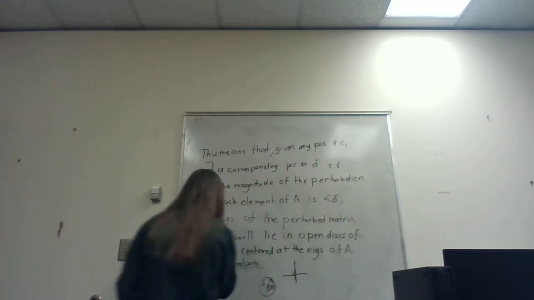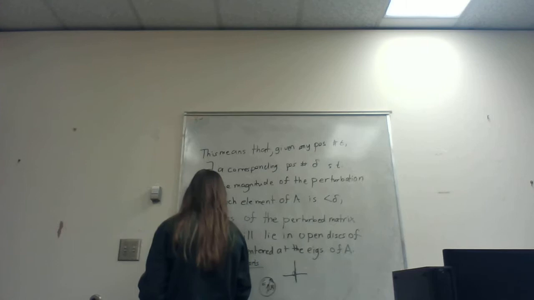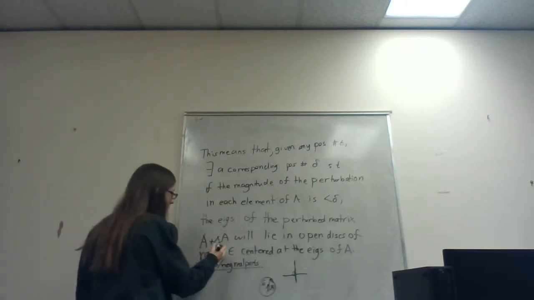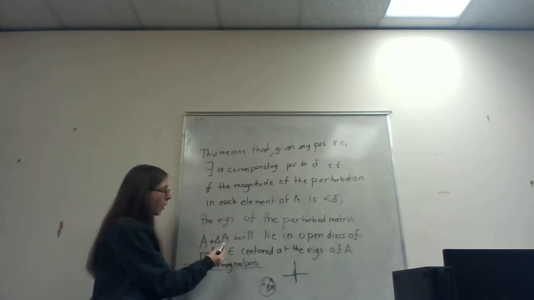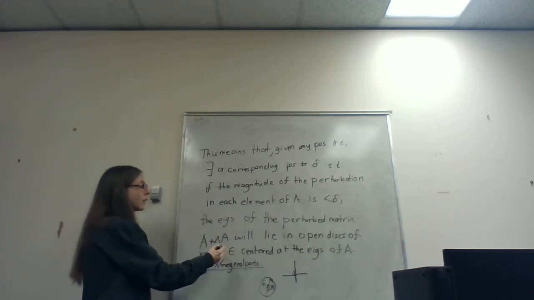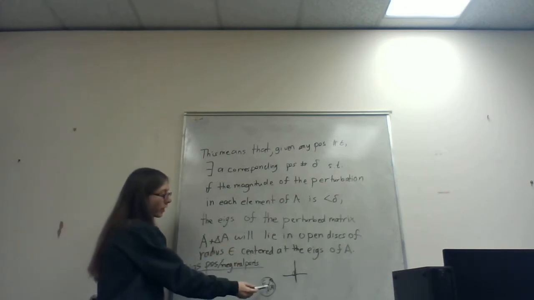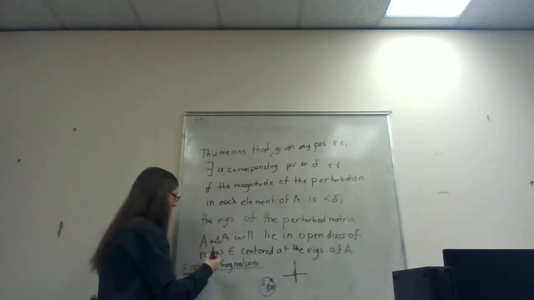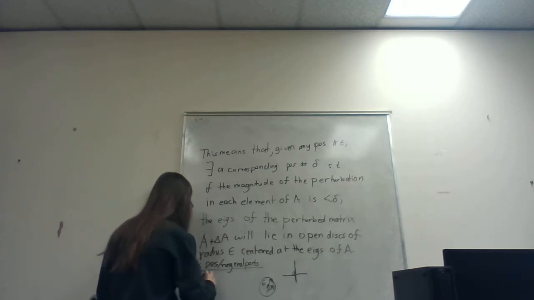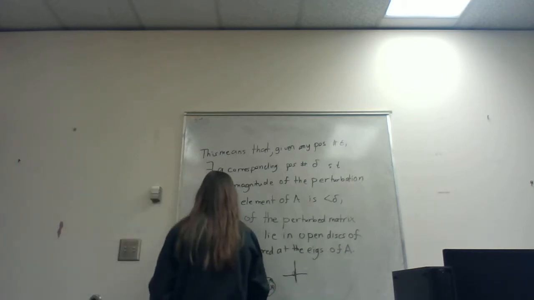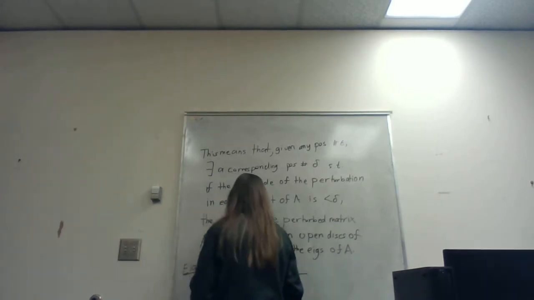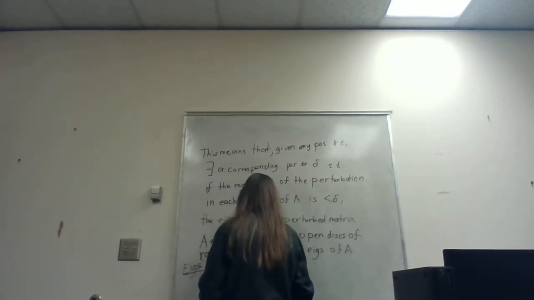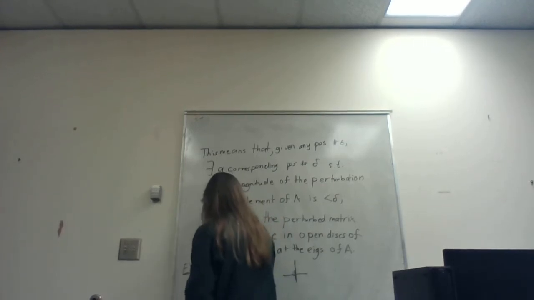So if your eigenvalues have positive or negative real parts, and your perturbations are sufficiently small in this sense, which also depends on how close you are to the axis, then they stay positive or negative real parts with a sufficiently small perturbation.